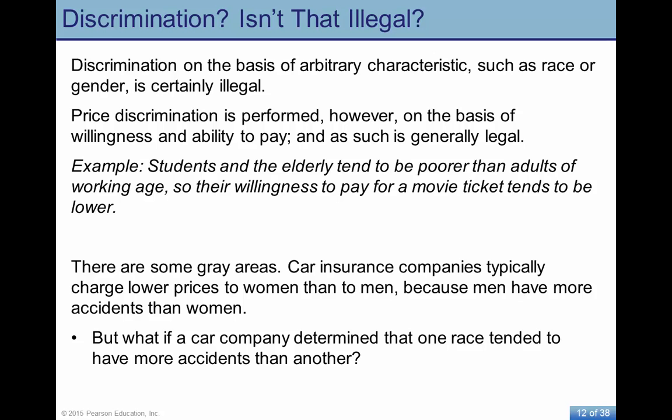There are some gray areas. Car insurance companies typically charge lower prices to women than to men because men have more accidents than women. But what if a car insurance company determined that one race tended to have more accidents than another?